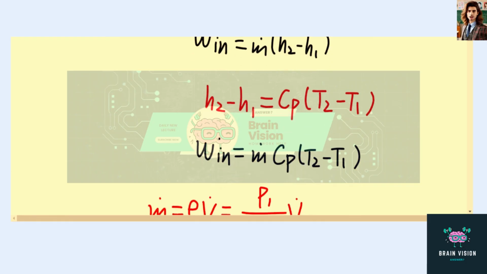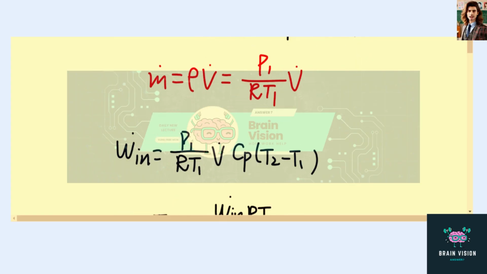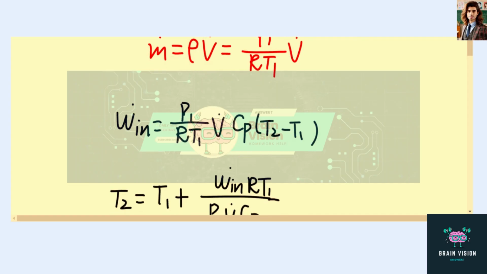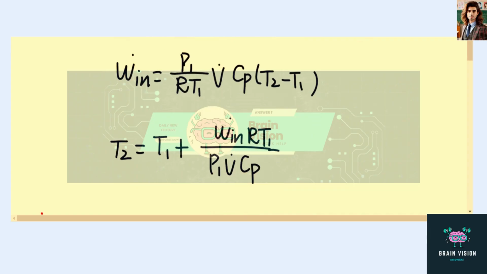times T2 minus T1. So we know M dot, which is the mass flow rate, can be equal to the density of the air times the volume flow rate, which is equal to P1 over RT1 times V dot. P1 is the inlet pressure for the cooling air, and R is the gas constant for the air. T1 is the initial temperature for the air. So now we have W dot is equal to P1 over RT1 times V dot times Cp, and then times T2 minus T1. If we do some arrangement here, we have T2 is equal to T1 plus W dot times RT1 over P1 times V dot and then times Cp.